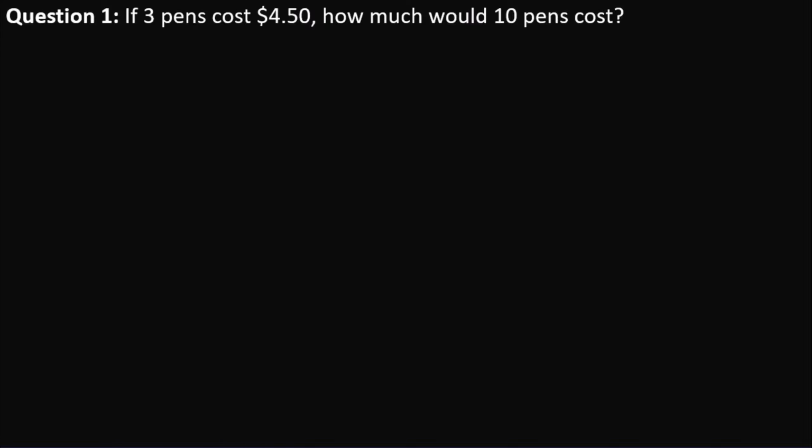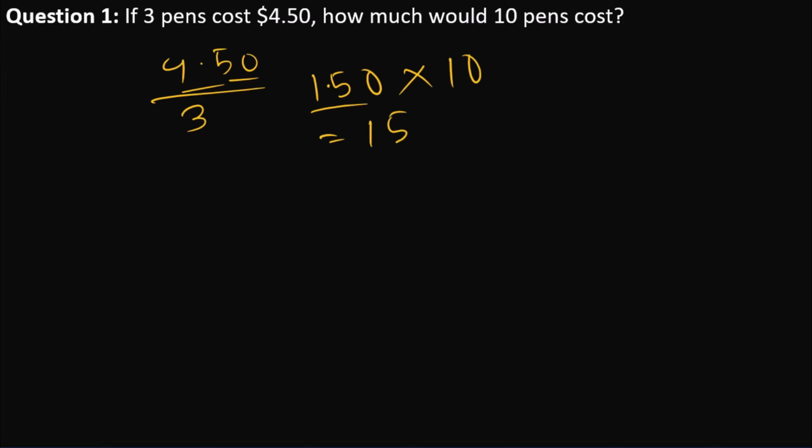So here, today our first question is: if 3 pens cost $4.50, how much would 10 pens cost? So here 4.50 divided by 3, so it's 450 divided by 3 equals 150. Before 2 digits we should place the decimal, so this is the price for 1 pen, and times 10 equals $15. So the total amount of pen cost is $15.